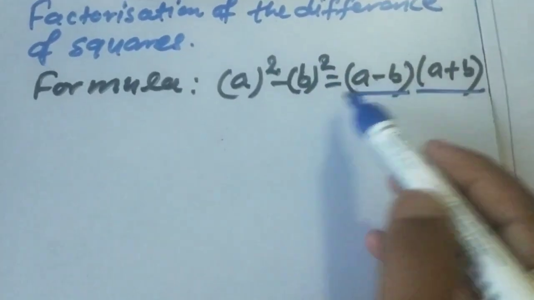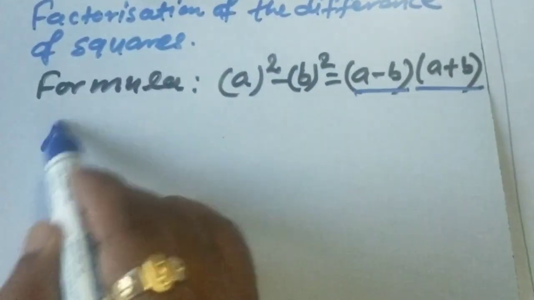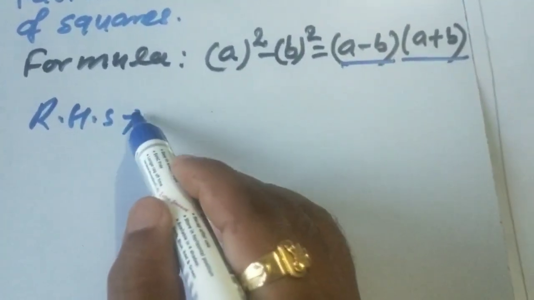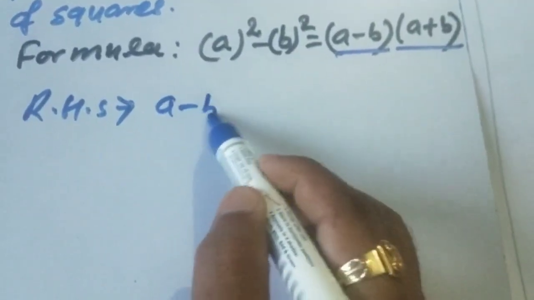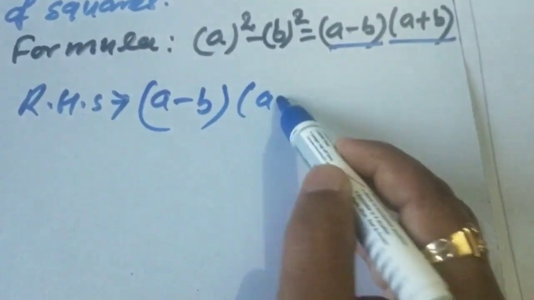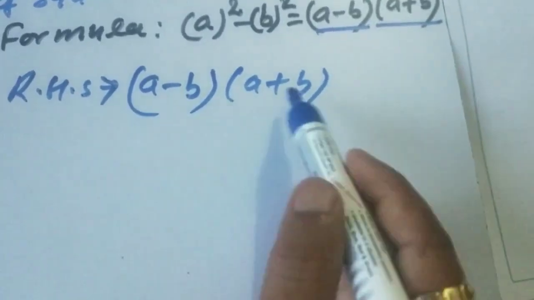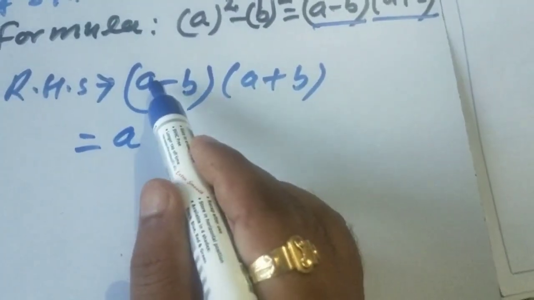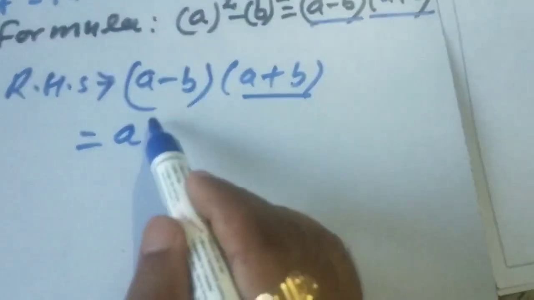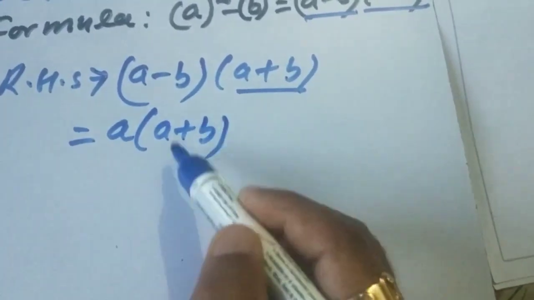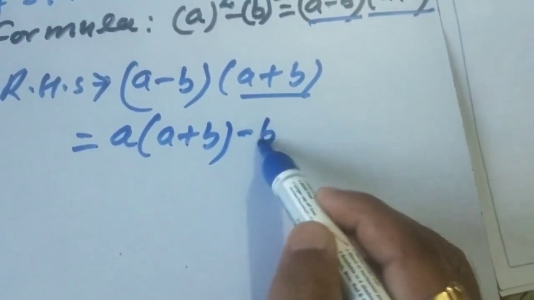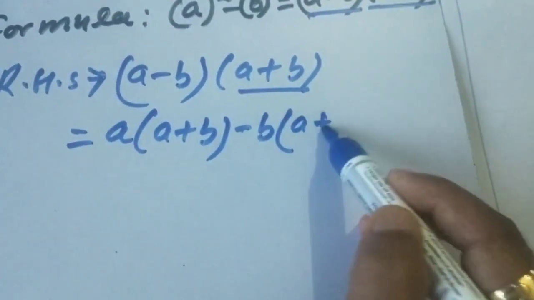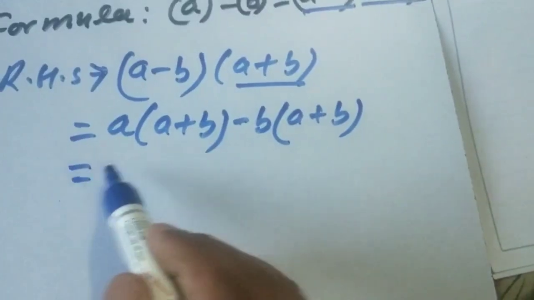You can verify it by taking the RHS. In RHS it is given that a minus b into a plus b. So let us multiply it. First we will multiply a by this whole expression, that is a plus b, and minus b is here, so write minus b, and then it will multiply the whole expression a plus b. Now let us multiply it.